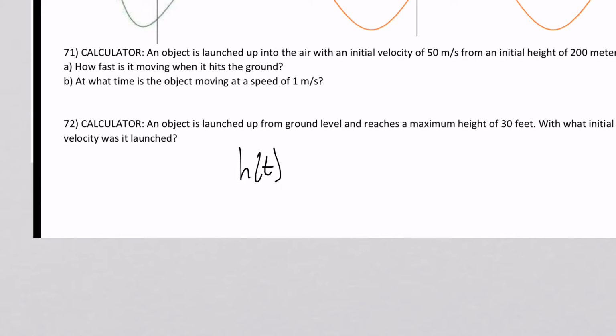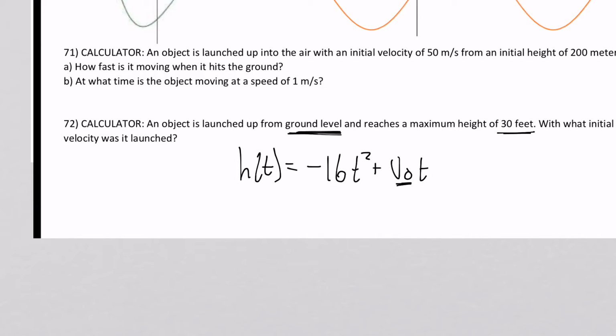H of t equals negative, our units are feet, so negative 16 t squared plus v naught t. No plus h naught, because it's from ground level, which means its starting height is 0, but I don't know its starting velocity, v naught. I need to find that.